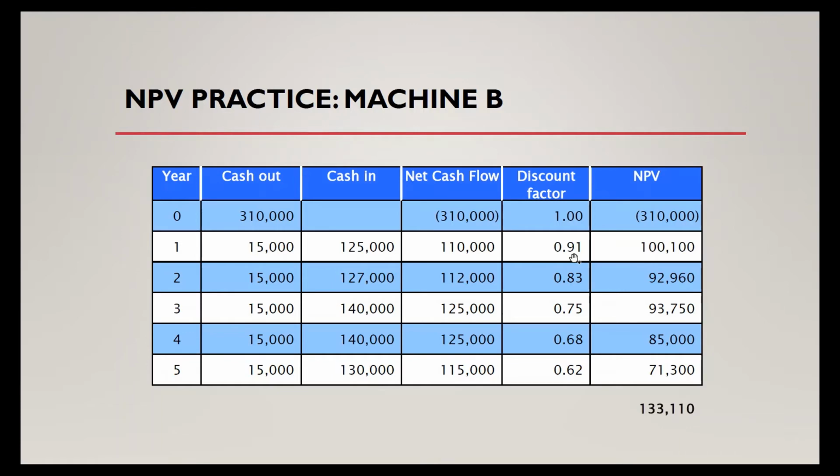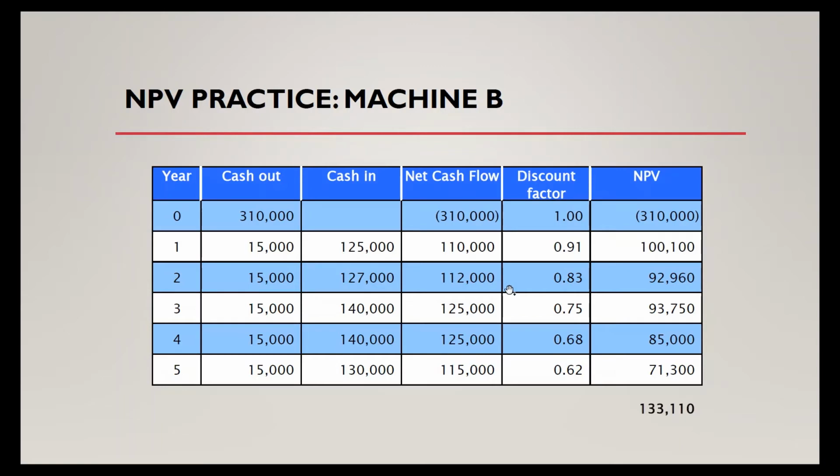As the money in the future will be worth less than the money today, in this case, when we apply the discounting factor to the net cash flow of 110,000, it becomes a present value of 100,100 pounds. For the year 2, the cash inflow is 127,000 minus the 15,000 cash outflow. This will give you a net cash flow of 112,000.